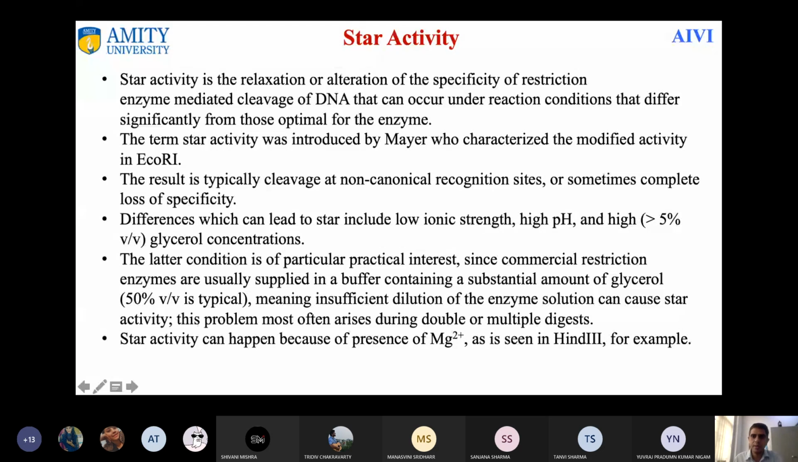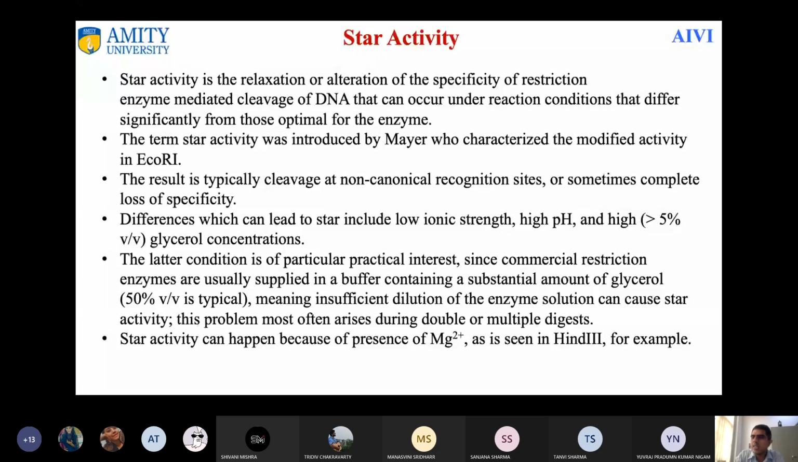Okay, students, welcome back. So if you change any optimal condition, then the specificity is going to change. This change in specificity we call star activity. Star activity is a term used by the researchers who characterized the modified activity in EcoRI. So you are studying EcoRI under different conditions, and we found that it cuts not just the specific site but some non-canonical sites also. That is called the loss of specificity, or star activity.